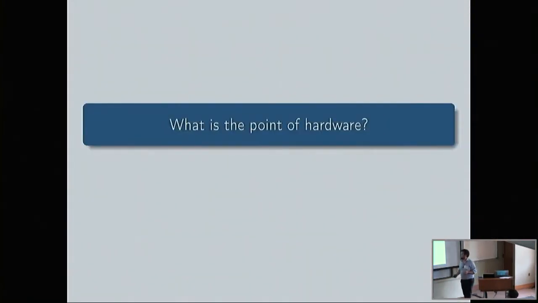Okay, so firstly, what is the point of hardware? I've never really felt there needs to be a point of hardware. I just like playing with toys, but it turns out to get money from the NSF, you have to claim you're doing some science.